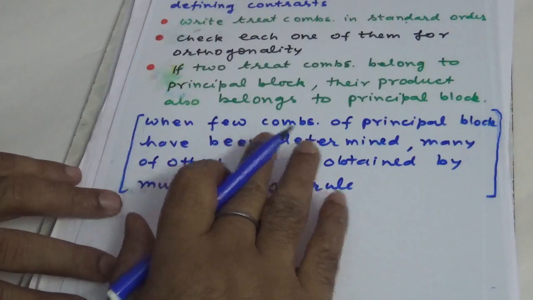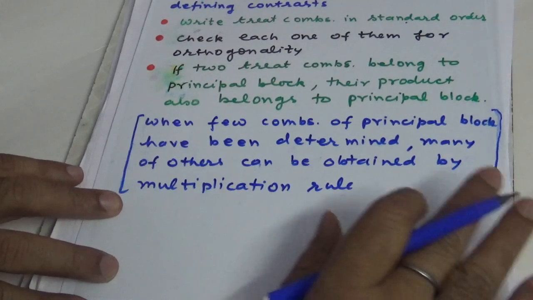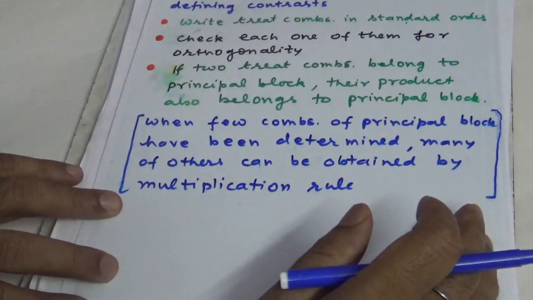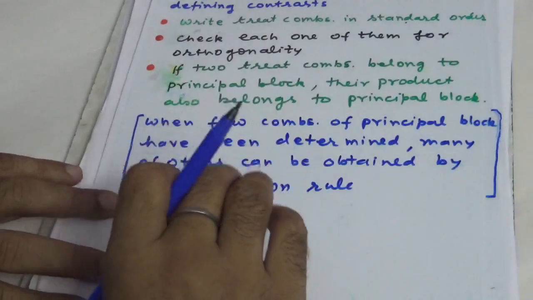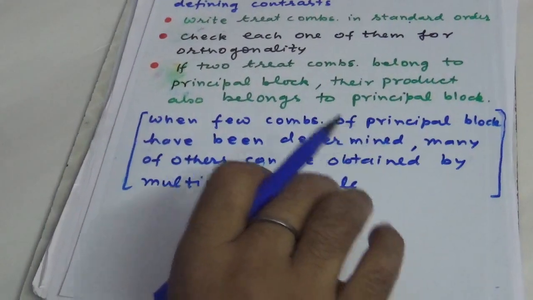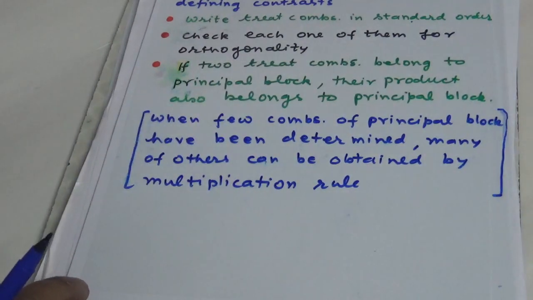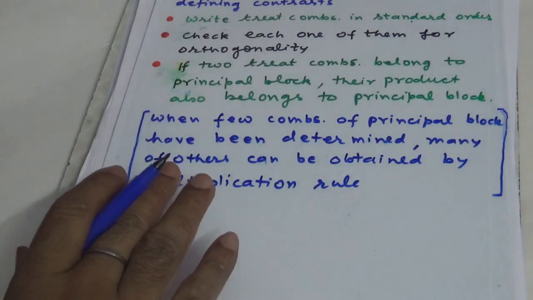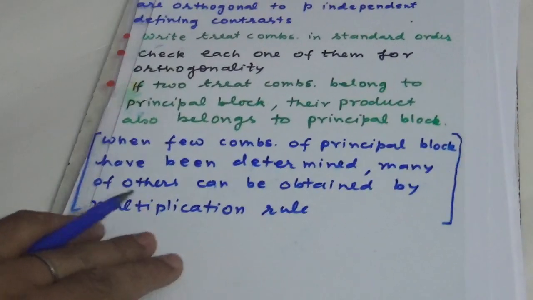And this rule comes from the same concept that we had discussed during the orthogonality of treatment combinations versus main effects, and the orthogonality of treatment combinations versus treatment combinations with respect to an interaction effect. So now let me take an example, and first we try to understand what we are going to do and how we are going to follow these rules to obtain the principal block, and after that how we are going to obtain the blocks.